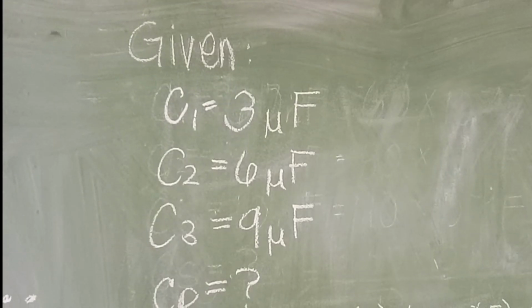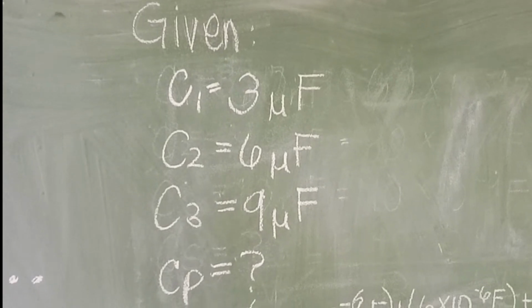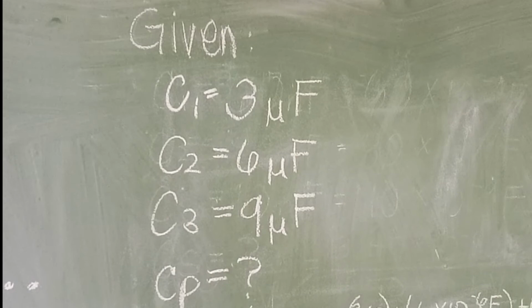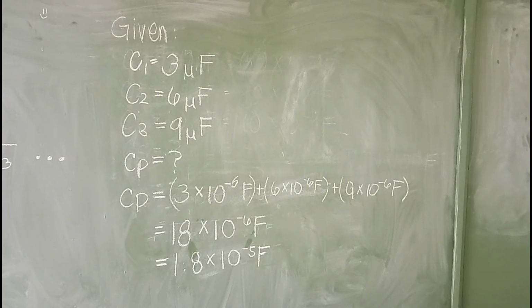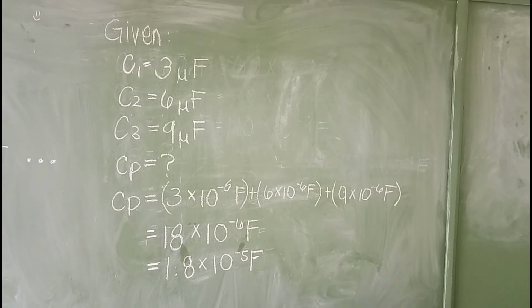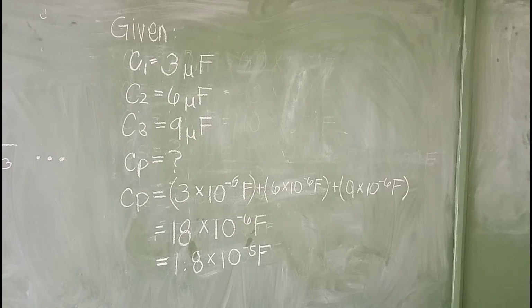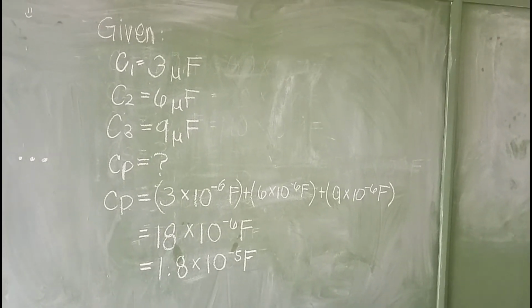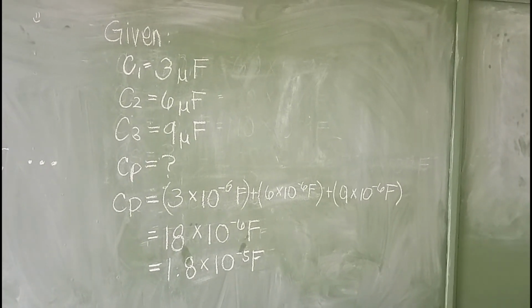So now let's find the total capacitance of capacitance 1, 3 microfarads, capacitance 2, 6 microfarads, and capacitance 3, 9 microfarads. So let's solve. 3 microfarads plus 6 microfarads plus 9 microfarads equals 18 microfarads, which is also equal to 1.8 times 10 raised to negative 5 farads.